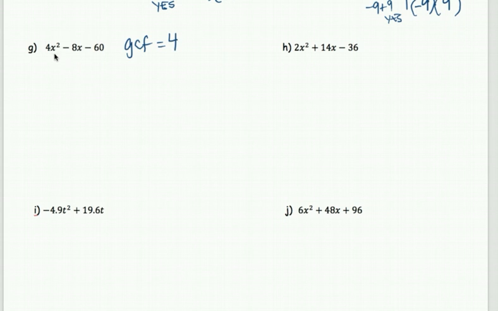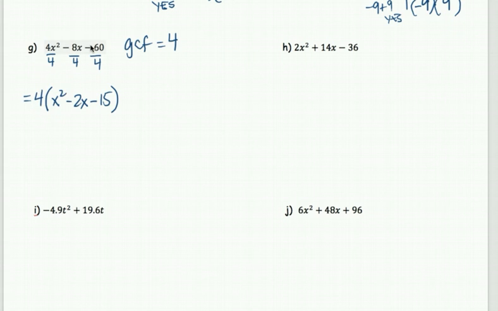Now let's look for letters. That one has x squared, that one has x, this one has nothing. So no letters can come out. So let's take out this greatest common factor of 4. So 4 divided by 4 is x squared. 8 divided by 4 is 2x. 60 divided by 4 is 15. Okay, so you have the 4 now factored out.